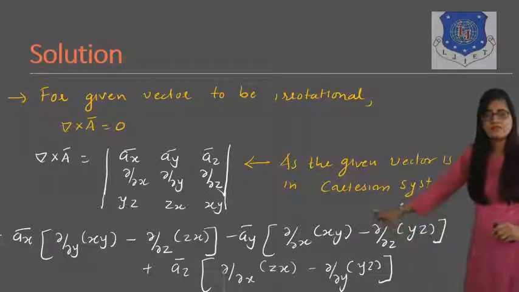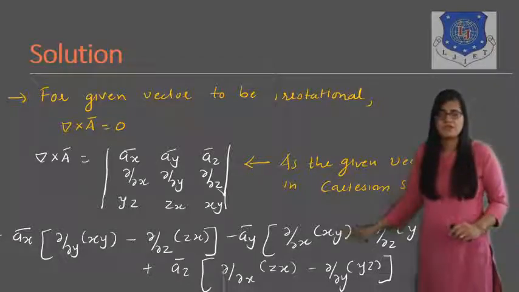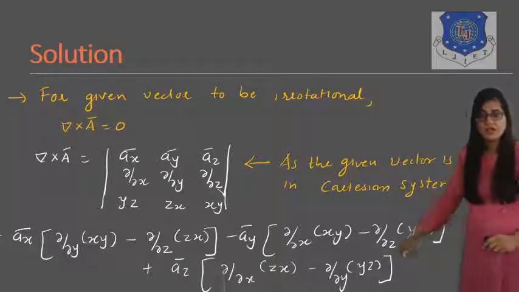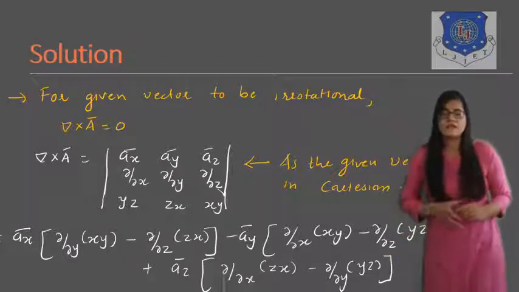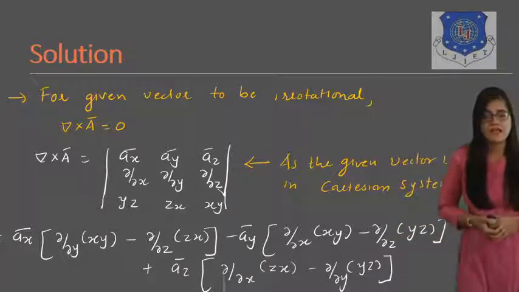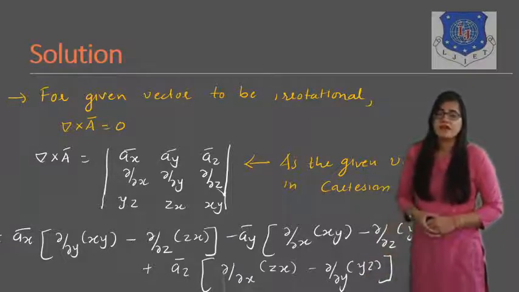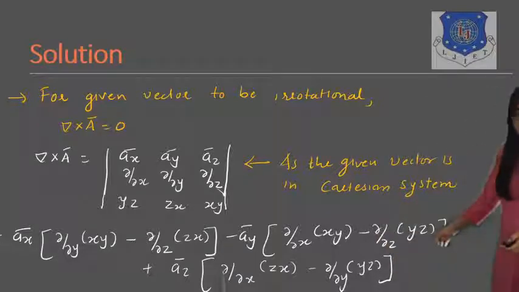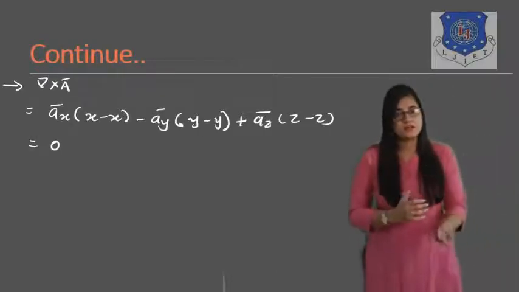The second term is again y minus y. Del by del x of xy means only y is present, and del by del z of yz means y is present. For the third term, z bar, del by del x of zx means z as it is, and minus del by del y of yz means minus z. So if you simplify this equation, it will become 0. Means the given system is irrotational because its curl is 0.